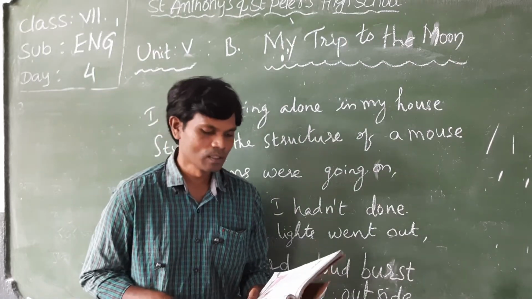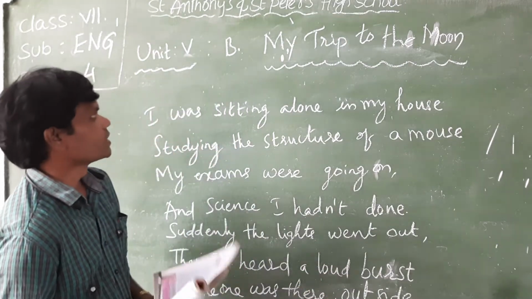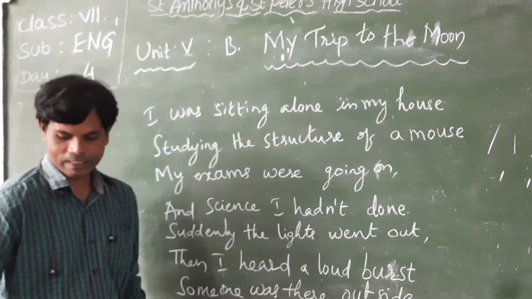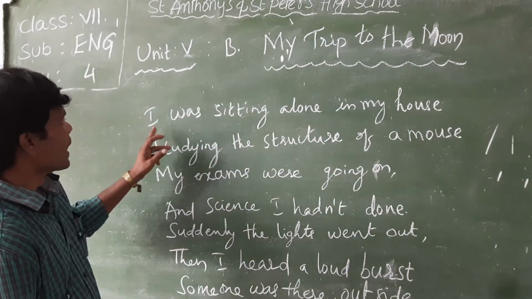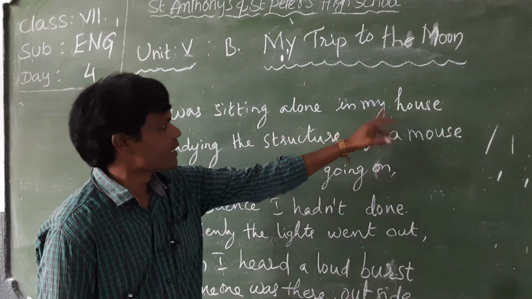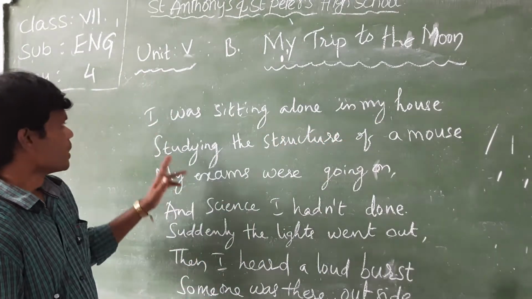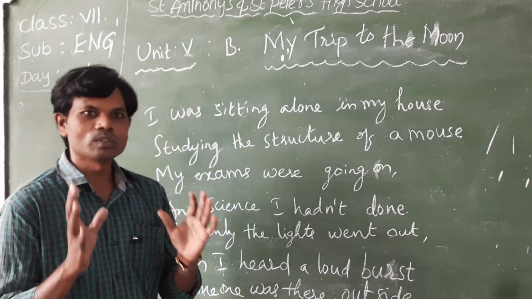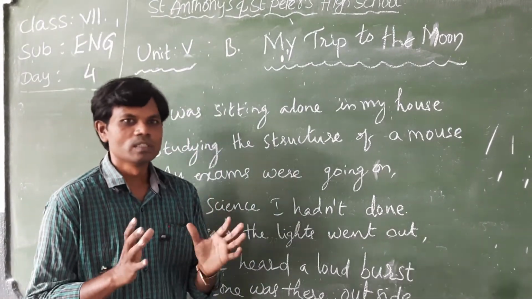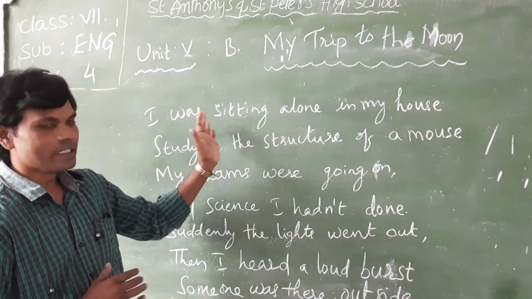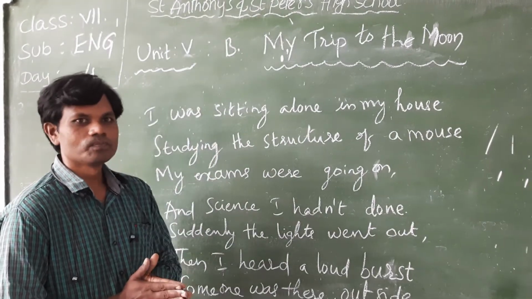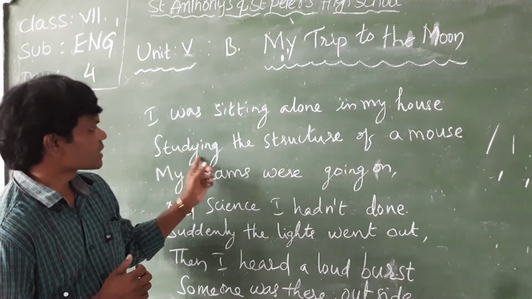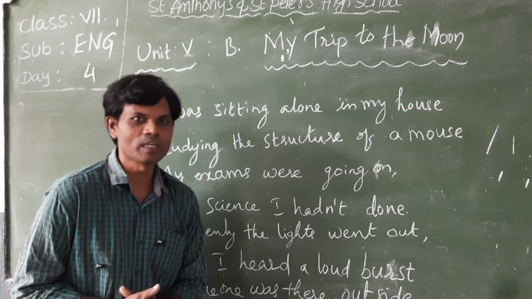My trip to the moon. Well, let us see here. I will read for you and explain for some lines I have written here. Look at this. I was sitting alone in my house, studying the structure of a mouse. So the boy was sitting alone in his house. Why is he sitting in his house alone? Because he is studying the structure of a mouse.